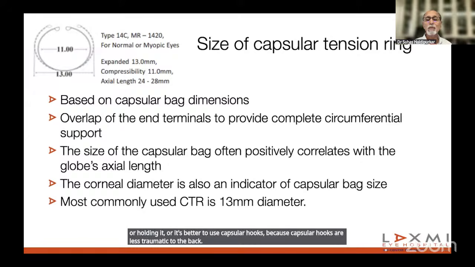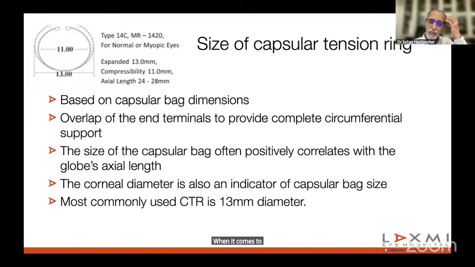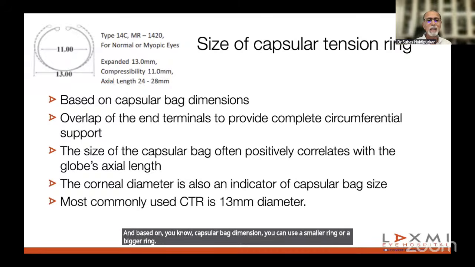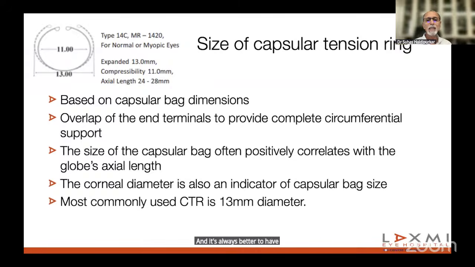The endocapsular tension ring comes in different sizes, and based on the capsular bag dimension, you can use a smaller ring or a bigger ring. It's always better to have an overlap of the end terminals to provide complete circumferential support. The most common CTR used is 13 millimeter in diameter, and corneal diameter is an indicator of capsular bag size.